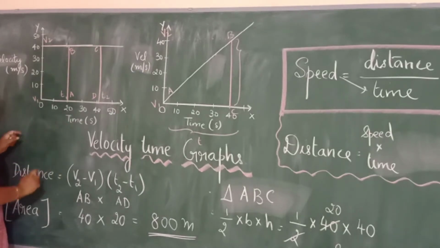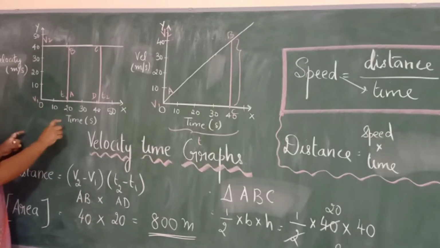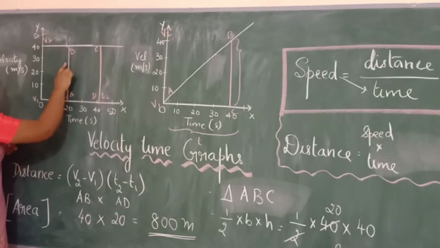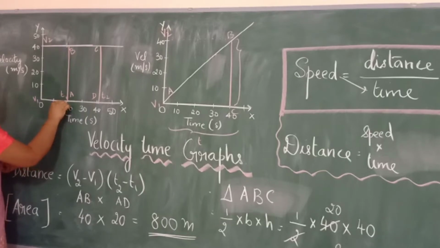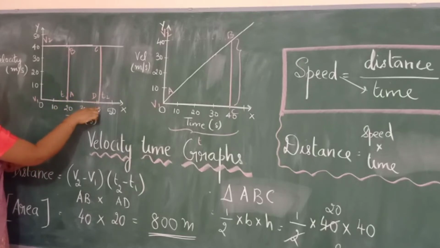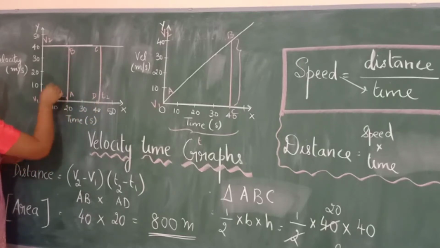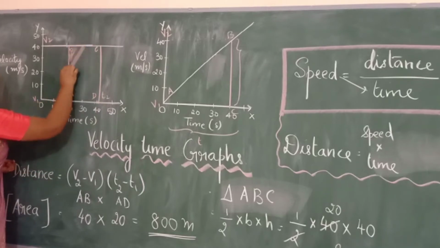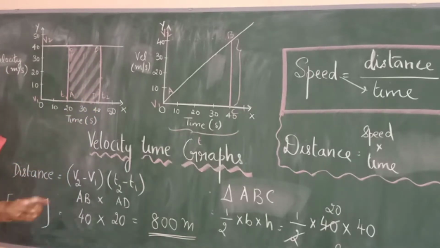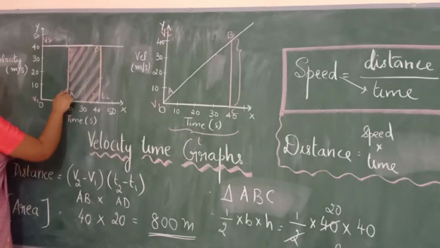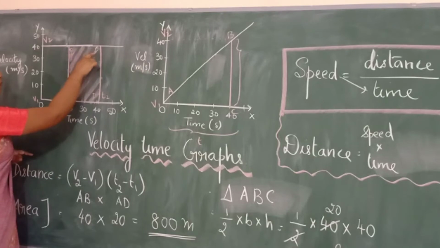Now we are going to calculate the distance of this moving object between the time interval t1 and t2. From t1 draw a perpendicular line to the x-axis, and again from t2 draw a perpendicular line, and this area which you get below the graph will give you the distance covered by this moving object. This area is actually a rectangle, and I have named it ABCD.